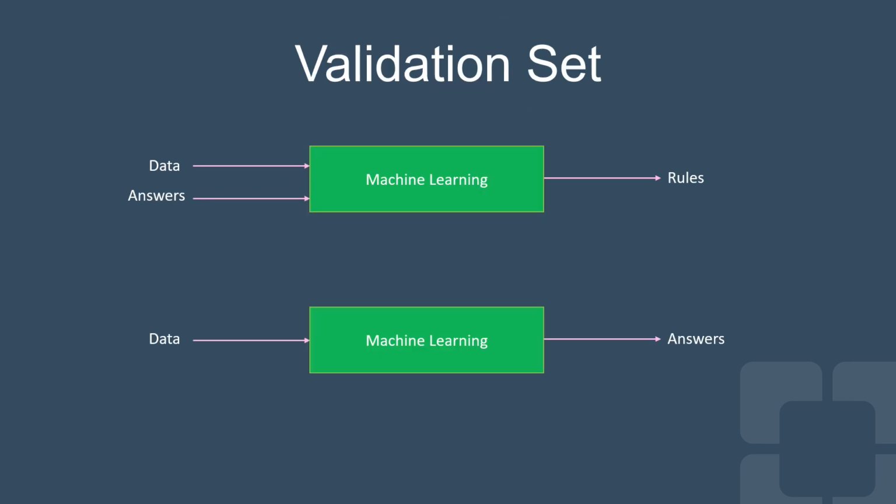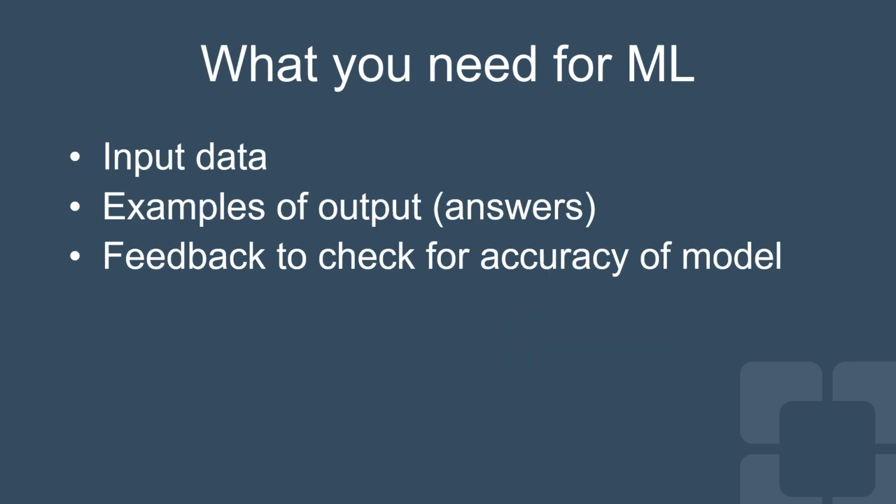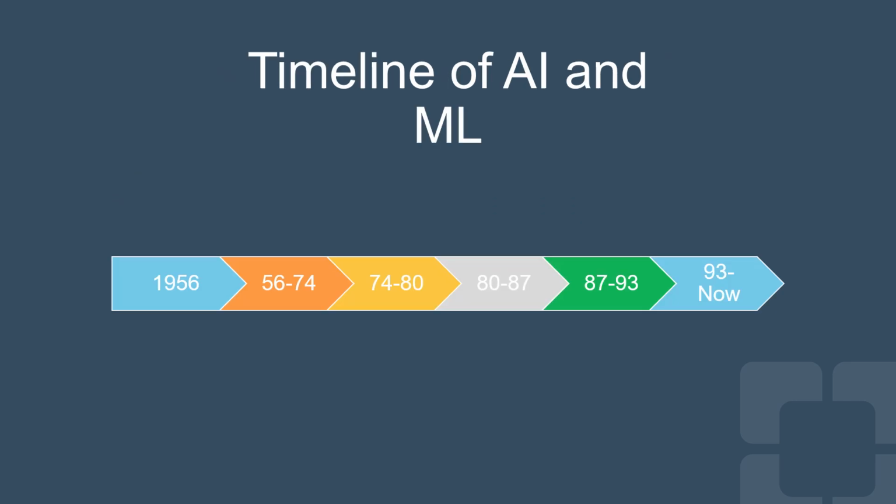Once the model is trained, it has to be validated with a separate data set. Here, the rules that are generated by the machine are applied to the new data set, and the answers are checked for accuracy. The feedback is used to further train the model. So to summarize what you need for machine learning, you need the input data with the predictor variables. You need examples of output or the answers, and you need feedback to check for the accuracy of the model and to continuously retrain the model.